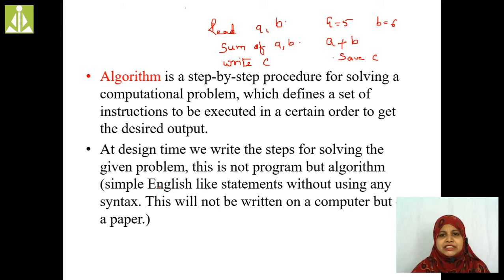A program is also a set of instructions, and an algorithm is also a set of instructions. But the only difference is, while writing an algorithm we are not going to follow any programming rules. Whereas whenever we write a program, we have to follow the rules of that particular programming language, right?